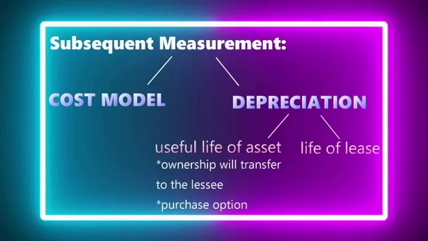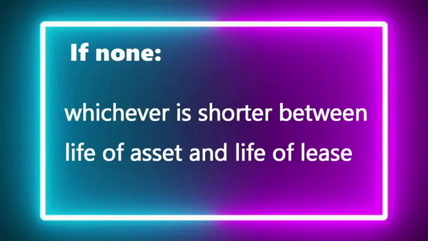on the subsequent measurement of the right of use asset, we use the cost model. But how do we compute for the depreciation? Normally, there are two given. Number one is the useful life of the asset, and another one is the life of the lease. We use the useful life of the asset if the ownership will transfer to the lessee or there is a purchase option. If none, whichever is shorter between the life of the asset and the life of the lease.